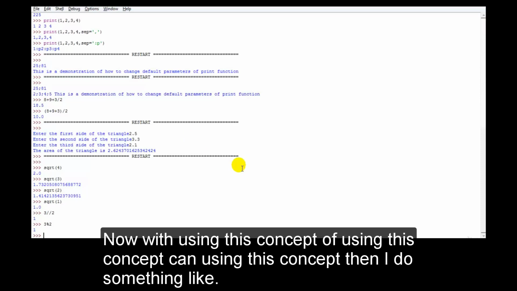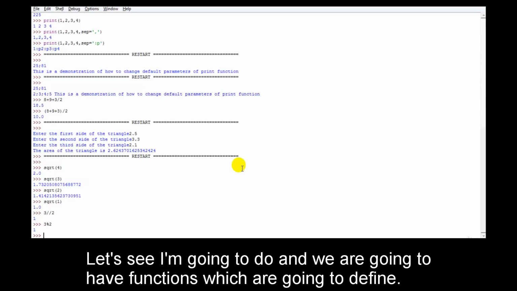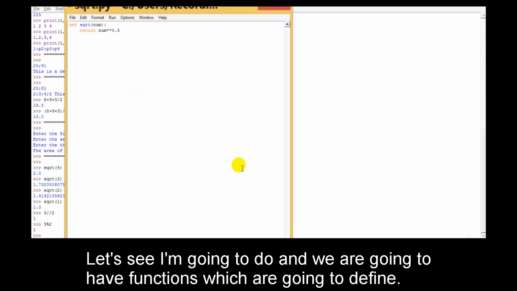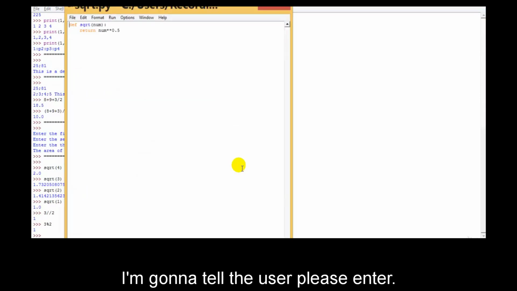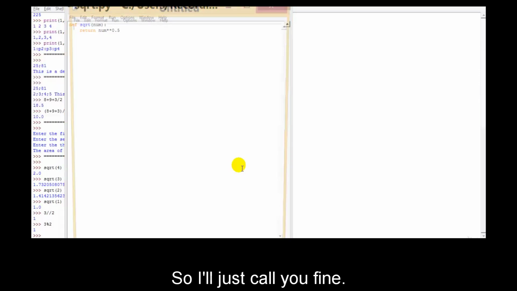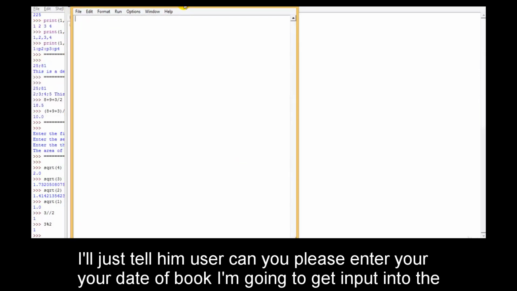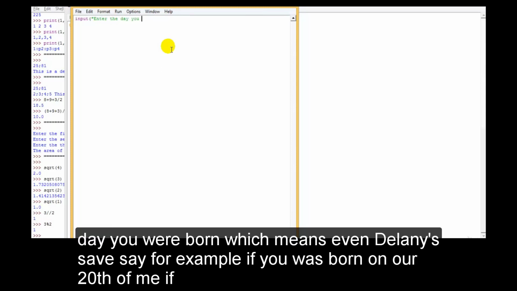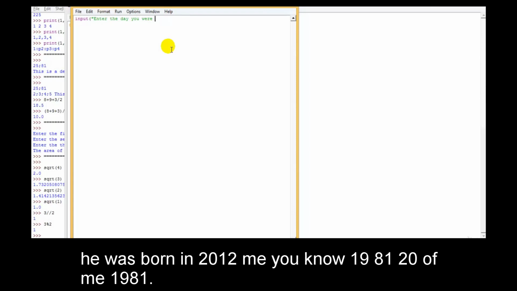Now using this concept, can I do something like, let's say we're going to have functions which are going to define, I'm going to take from the user. I'm going to tell the user, please enter. So I'll just call a new file. I'll just tell him, user, can you please enter your date of birth? I'm going to tell him, okay, input, enter the day you were born, which means he will tell me his date. Say for example, if he was born on 20th of May 1981.